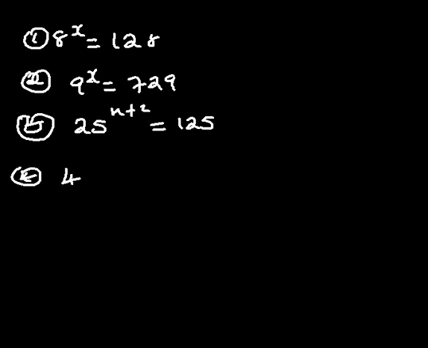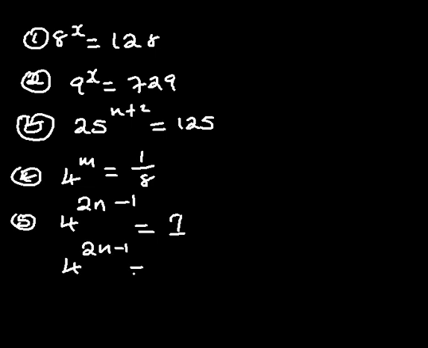That is, let's say, 4 to the power m equal to 1 over 8. And let's say you can have this as well: what if we have 4 to the power 2n minus 1 equal to 1? How do you think we can solve this? Bear in mind that 1, since the base is given as 4, is the same as 4 to the power 0. So 4 to the power 2n minus 1 equals 4 to the power 0, because a number to the power 0 is given as 1.